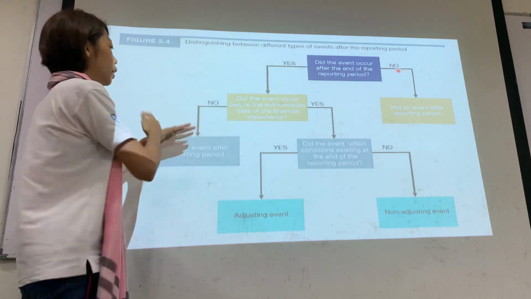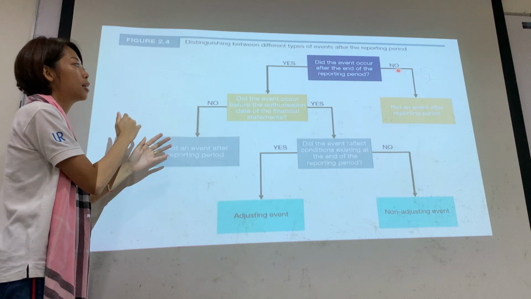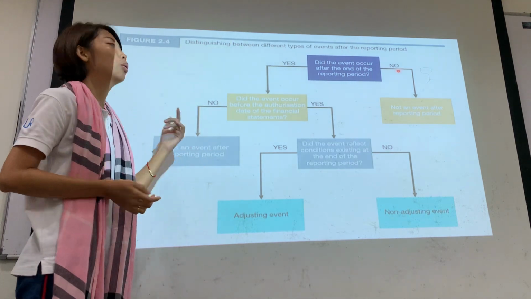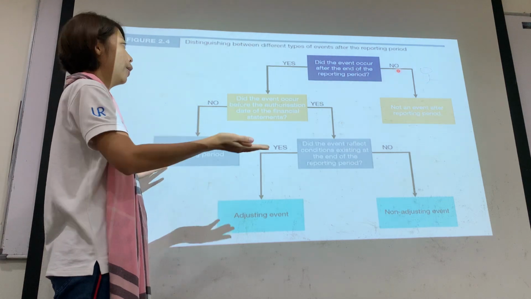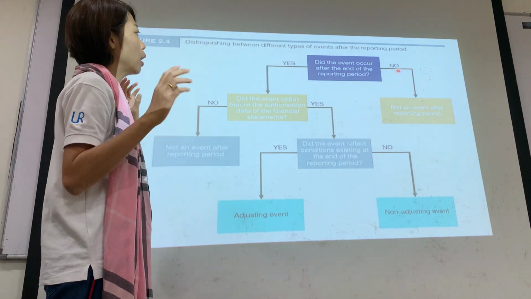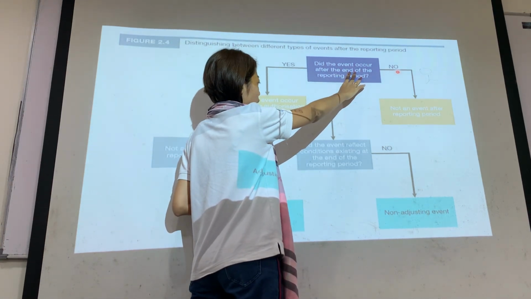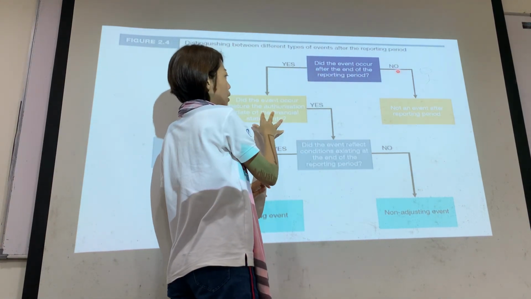Okay, if no, then you close case. Because if it is after the signing date, the board of directors signed already, you can't do much about it. So what you can focus on is the new financial year only. Okay, so we are looking at the event happened from the end of financial year until the authorization date.